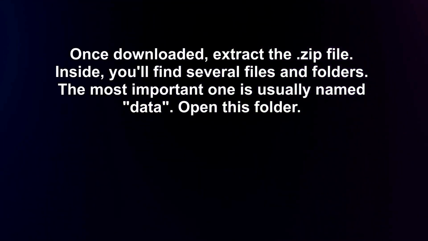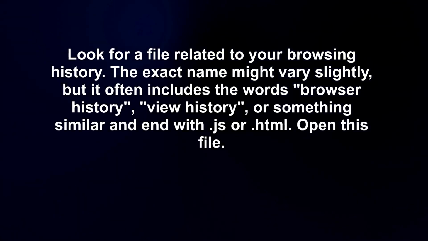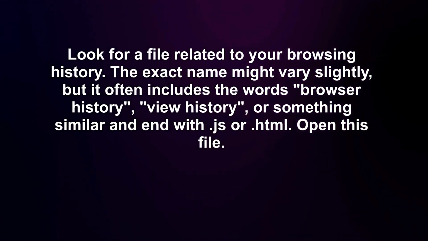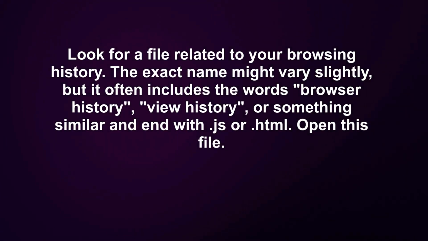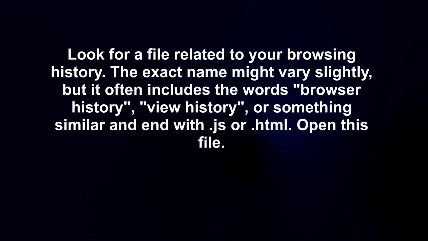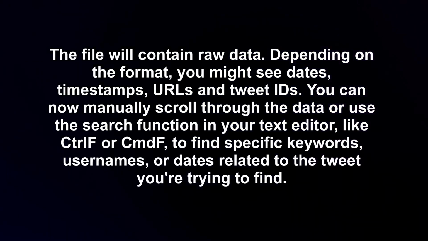The most important one is usually named Data. Open this folder. Look for a file related to your browsing history. The exact name might vary slightly, but it often includes the words browser history, view history, or something similar, and ends with .js or .html. Open this file. The file will contain raw data.